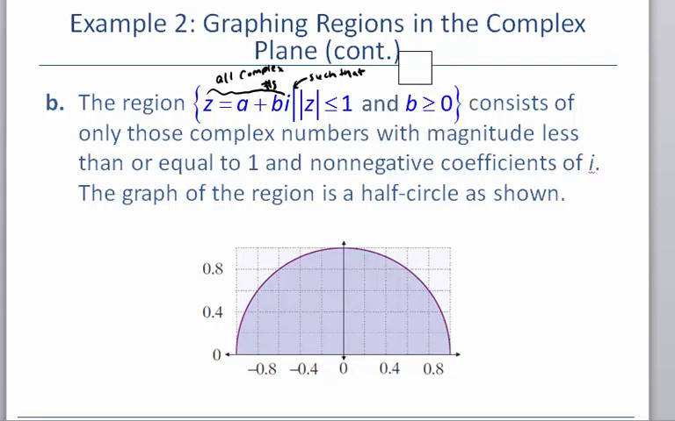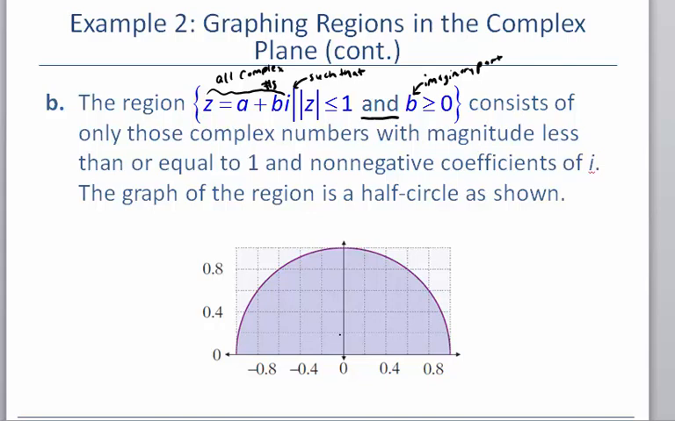Then they've put an "and" in between, which means that they have to meet both conditions. They've said that the b has to be greater than or equal to 0. Well, remember the b is the imaginary part of your number. So the imaginary part of the number, which runs up and down the y-axis, has to be greater than or equal to 0. And so that's only going to happen for the top half of the circle.